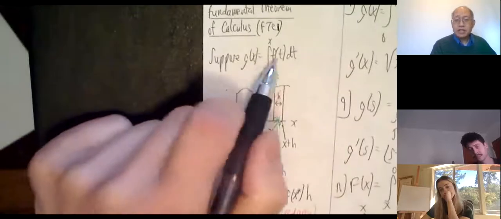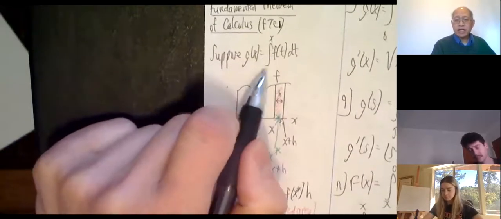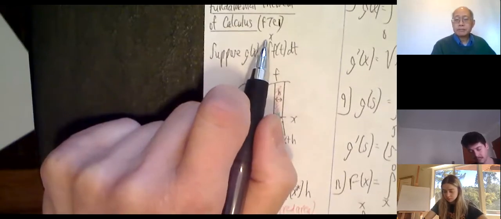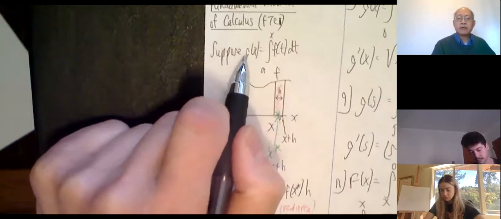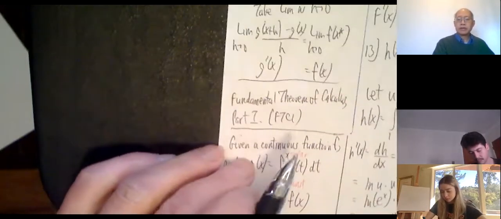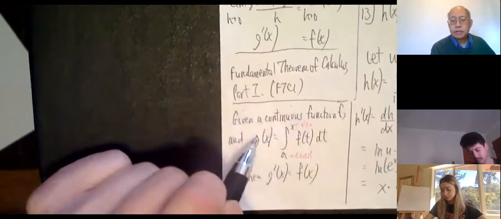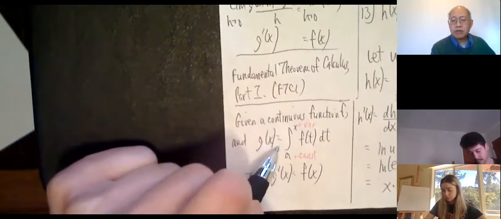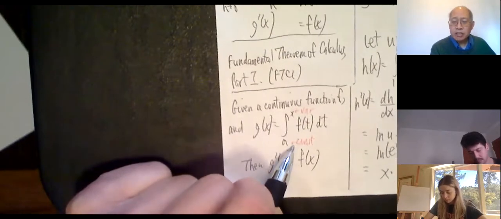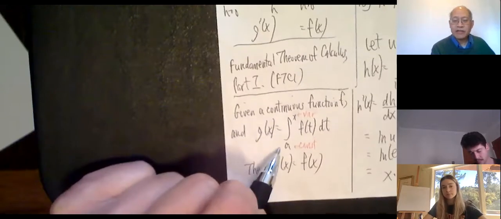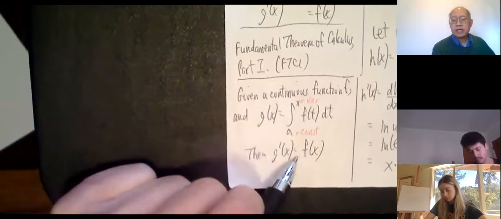If g of x is defined as an integral, constant on the bottom, variable on the top, then g prime of x is f of x. So I'll write that over here now. Given a continuous function f, g of x is defined to be the integral from a to x. You must have a constant here, variable here, like 5 here, x here. So what happens if it isn't that way? Then I'll show you. Then g prime of x is equal to f of x.